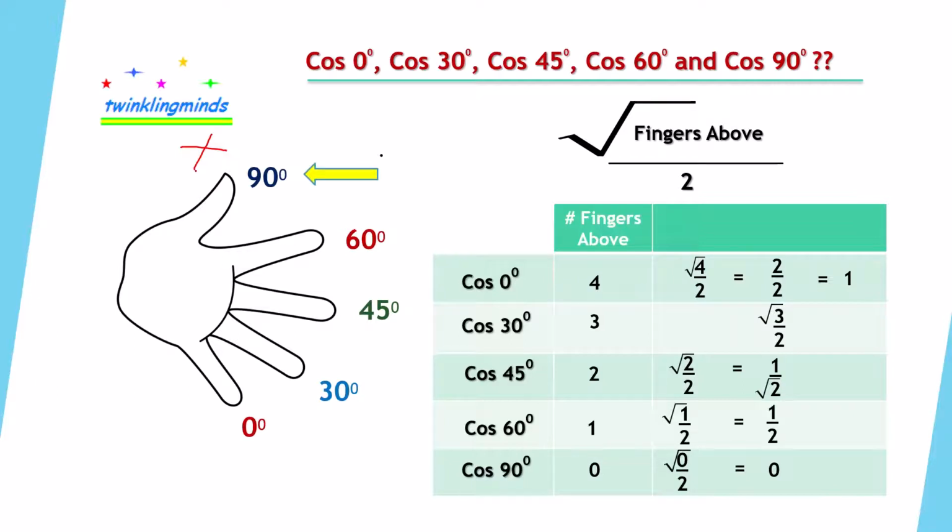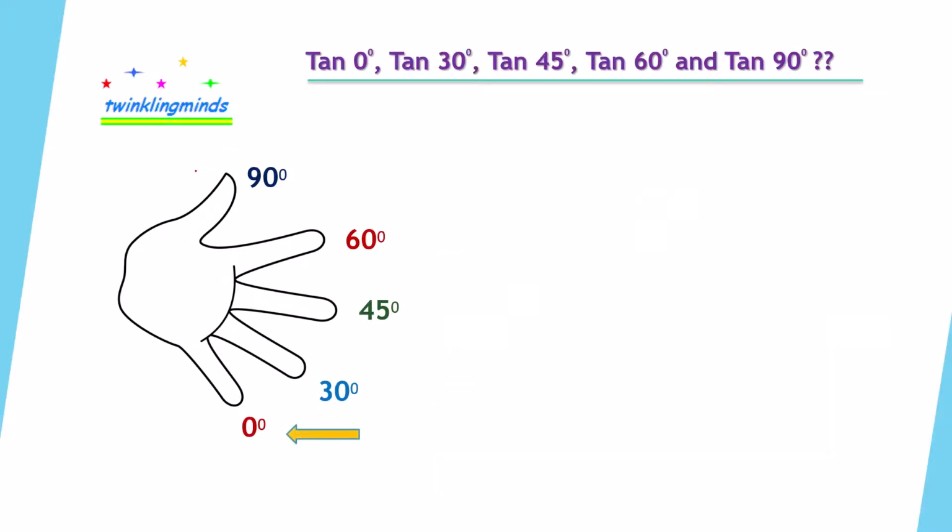Let us move to the tangent values for 0, 30, 45, 60 and 90 degrees. What is tan? Tan is nothing but sine by cos. So the formula will be square root of number of fingers below divided by 2 whole divided by square root of fingers above divided by 2. So the formula for tangent is square root of fingers below divided by square root of fingers above, both under square root, numerator and denominator.